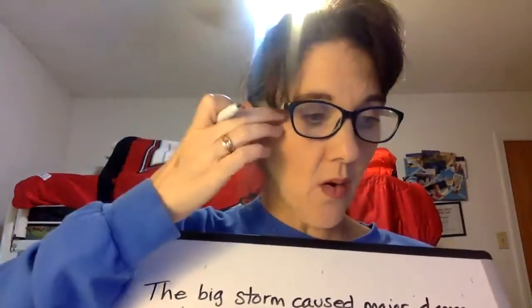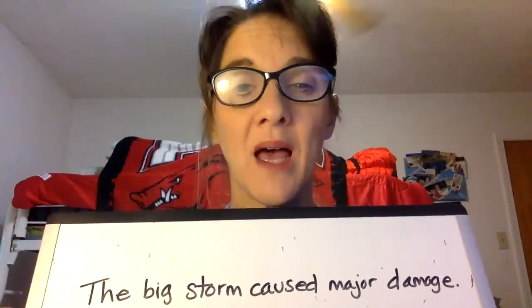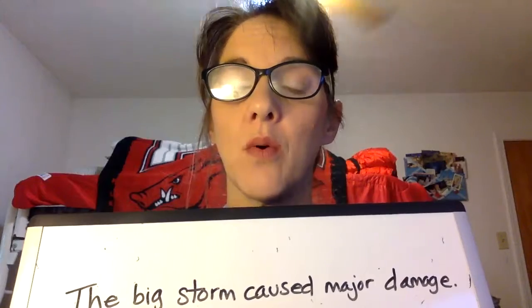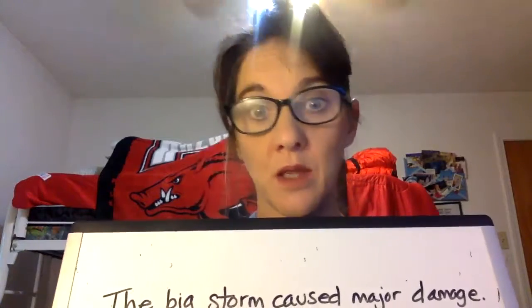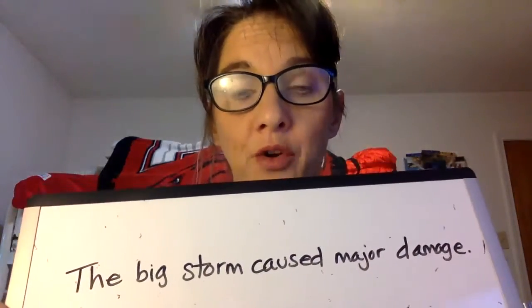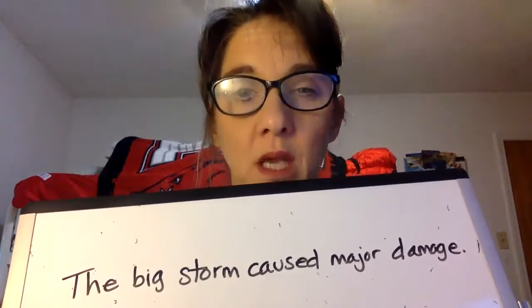The big storm caused major damage. Okay. So the activity in the book asks you to underline all of your adjectives. So if it helps you, go through your sentence first, and if you need to pick out your verb and get those words out of the way, and then label all of your nouns, that might make it easier for you, and seeing all the words may not be so overwhelming.